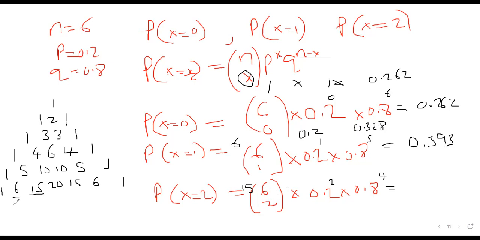6 combination 2 from Pascal's triangle is 15. 0.2 to the power 2 is 0.04. 0.8 to the power 4 is what? 0.4096. So we'll multiply these three: 15 times 0.04 times 0.4096. The total answer we're going to get is 0.246. All together so far, these are the answers we're finding for the probabilities.